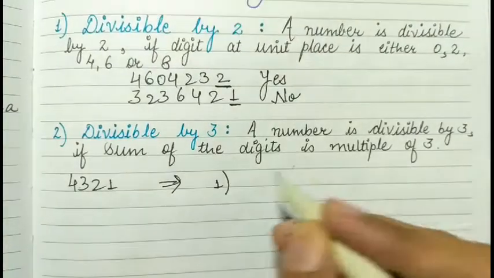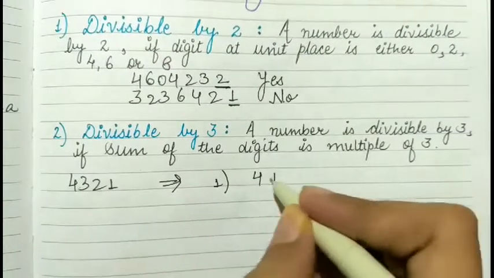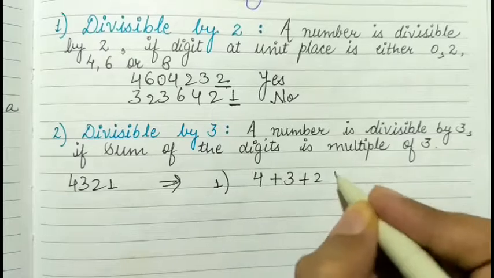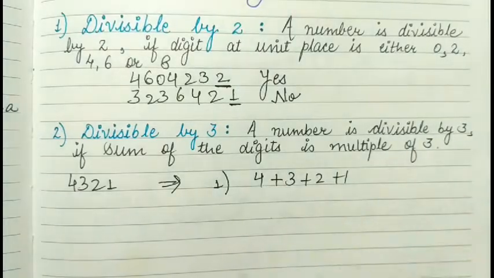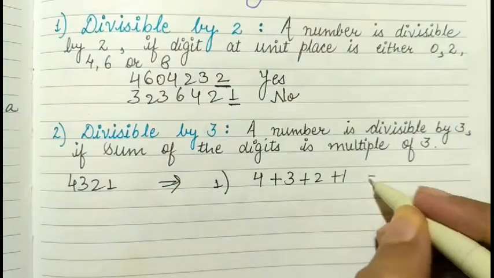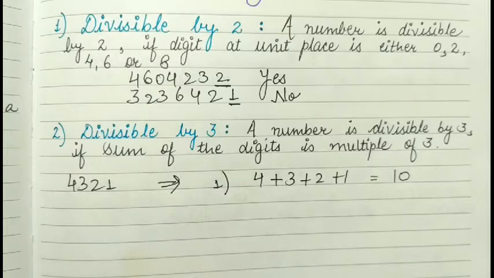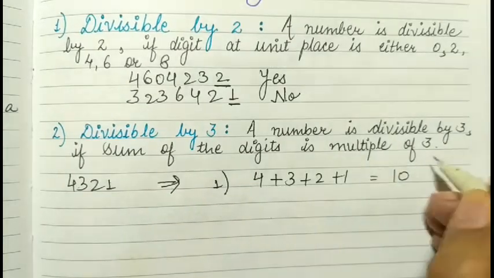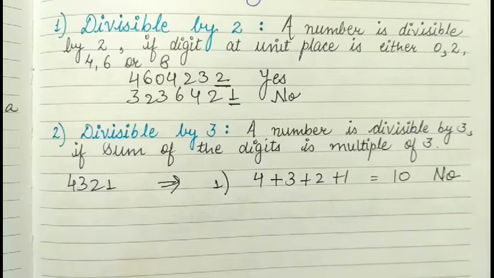First step will be adding. So 4 plus 3 plus 2 plus 1. It will turn out to be 10. 10 is not a multiple of 3, so 4321 is also not divisible.